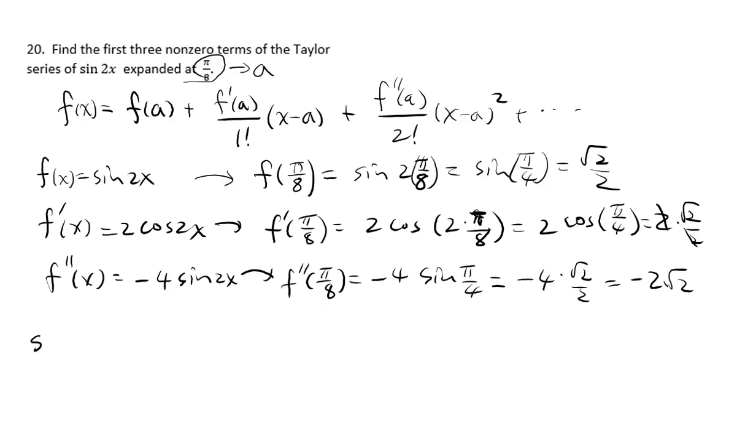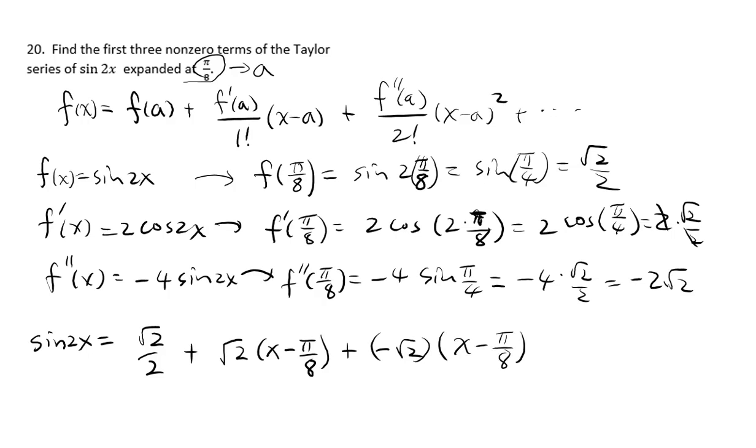Now we have that sine of 2x is equal to f of a, which is radical 2/2, plus f prime of a over 1 factorial. 1 factorial is just 1, so dividing by it doesn't do anything, so we just put f prime of a, which is radical 2, times x minus pi/8, plus, since 2 factorial is 2, we have to divide f double prime of a by 2. If we divide this by 2, you get negative radical 2, times x minus pi/8 squared, and then plus more terms. So these will be the first three non-zero terms of the Taylor polynomial.